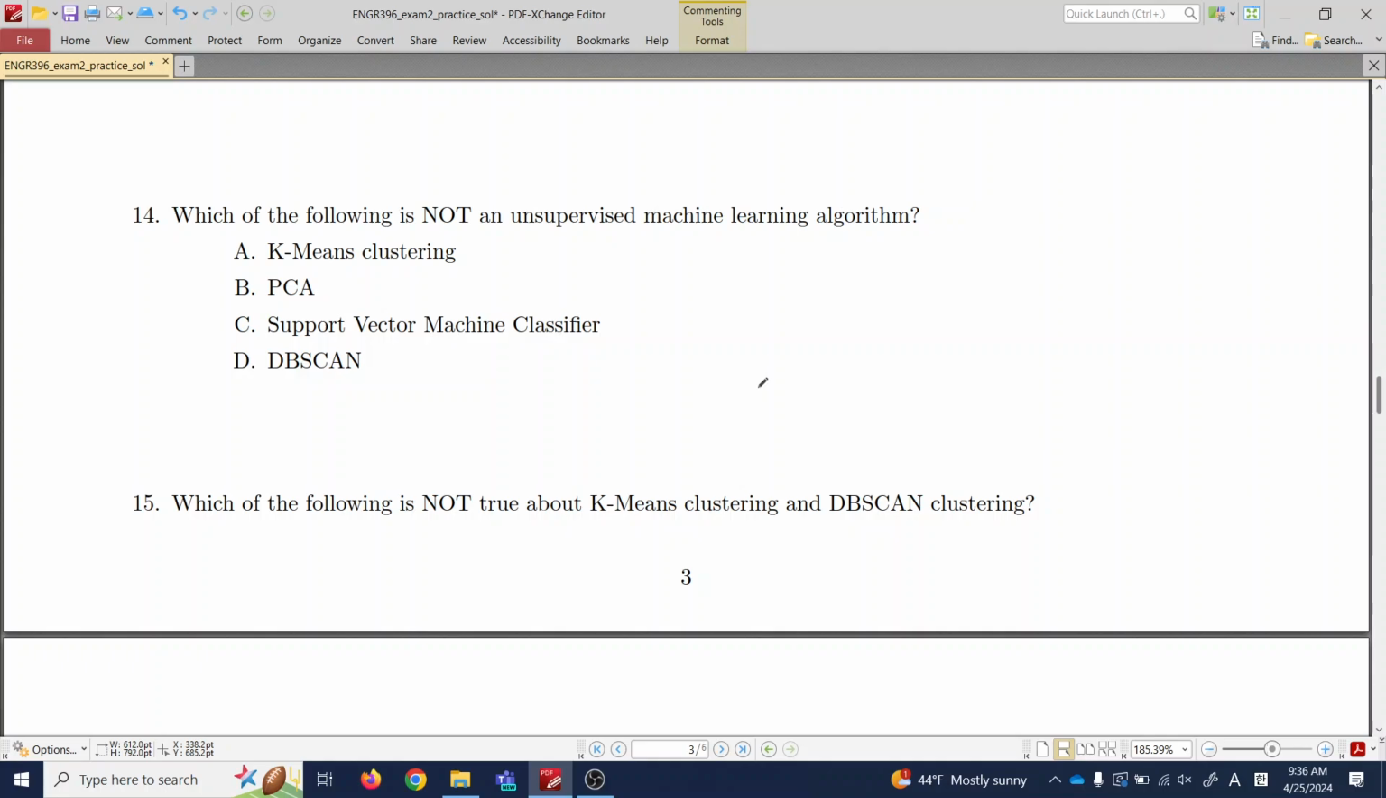Okay, and clustering, correct? Anytime you have clustering, that's unsupervised. So K-means clustering is unsupervised. DBSCAN is another way of clustering, so that's unsupervised, okay? PCA is a slightly different meaning of unsupervised. PCA just figures out the most important features. It's a feature extraction or dimensionality reduction algorithm.